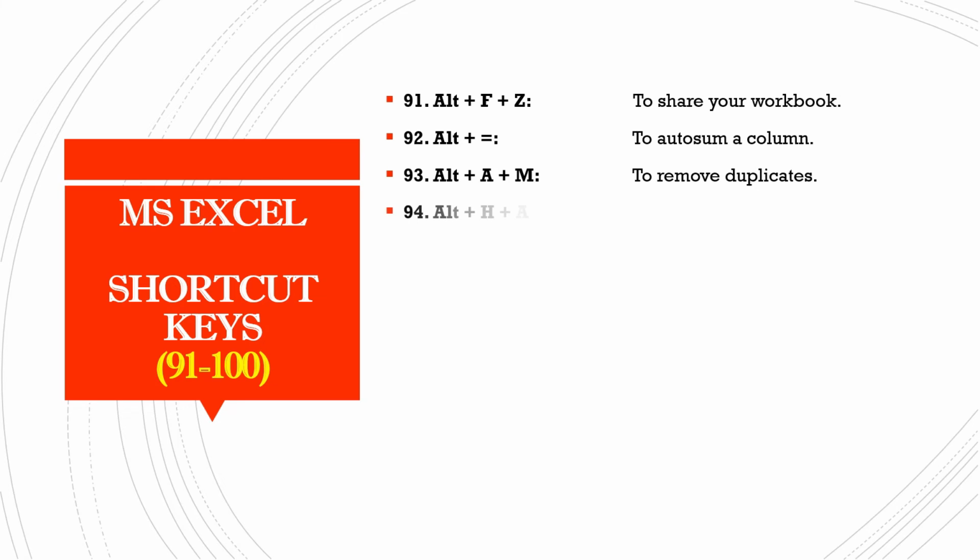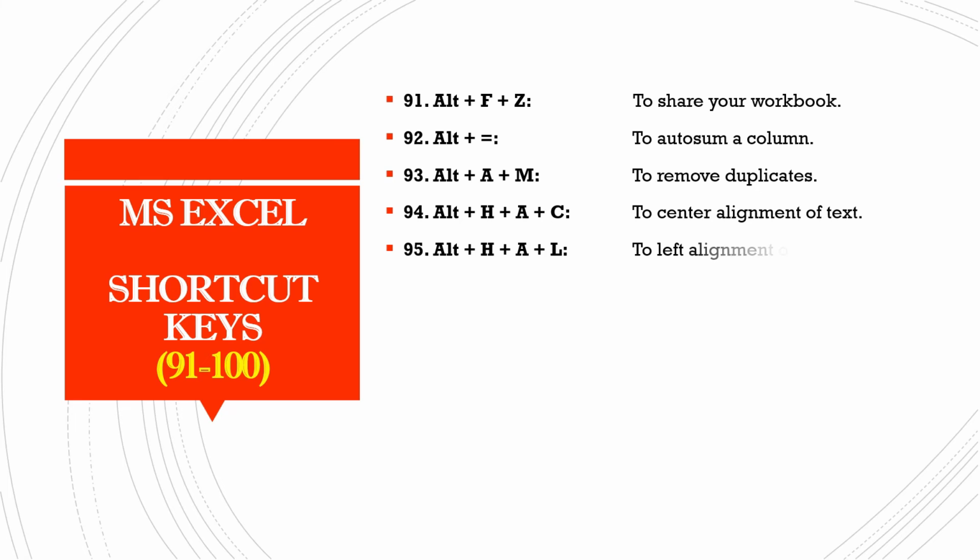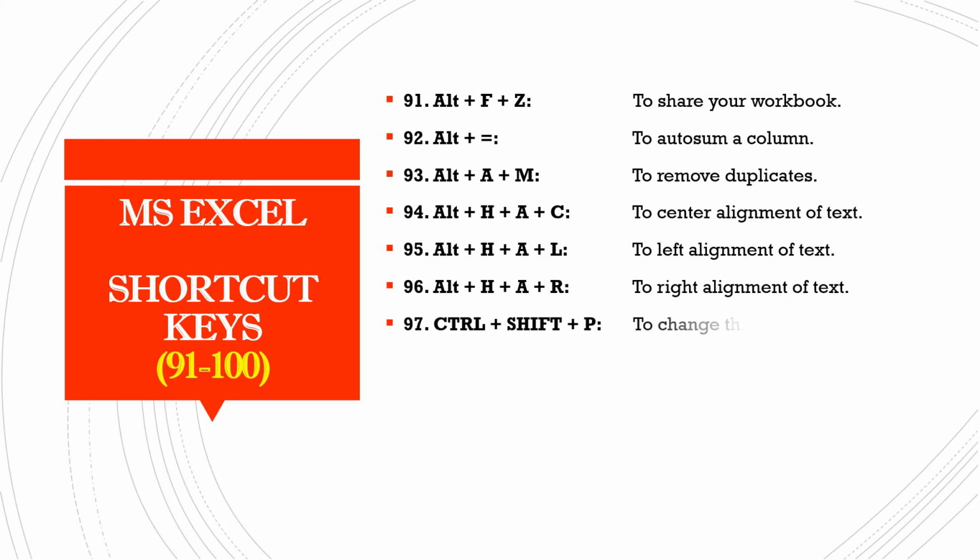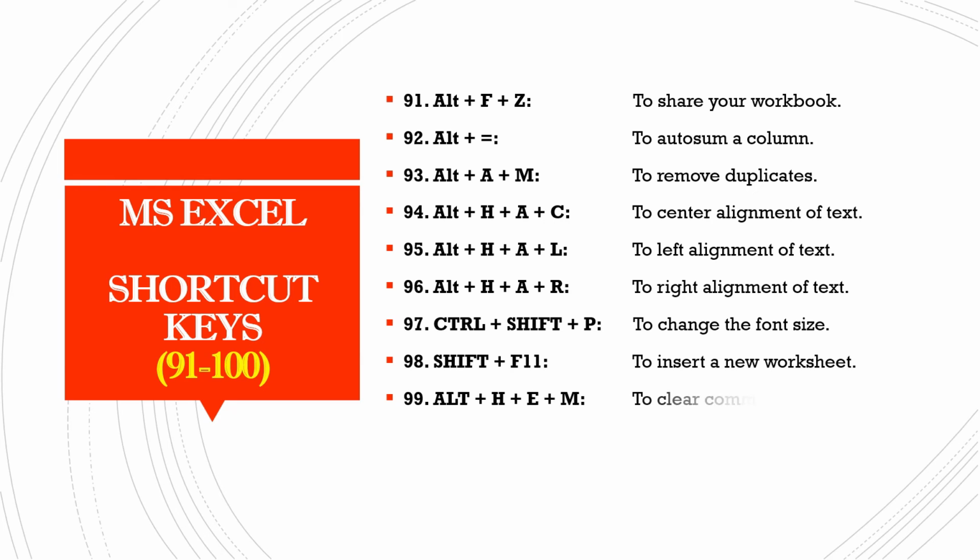Alt plus H plus A plus C shortcut key is used to center alignment of text. Alt plus H plus A plus L shortcut key is used to left alignment of text. Alt plus H plus A plus R is used to right alignment of text. Control plus Shift plus P is used to change the font size. Shift plus F11 is used to insert a new worksheet. Alt plus H plus E plus M shortcut key is used to clear comments only. Control plus Shift plus star shortcut key is used to select the current region around the active cell.